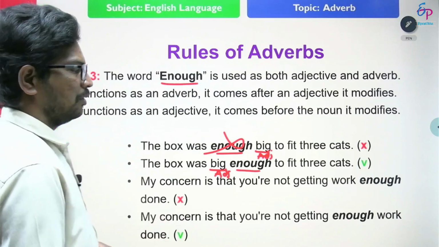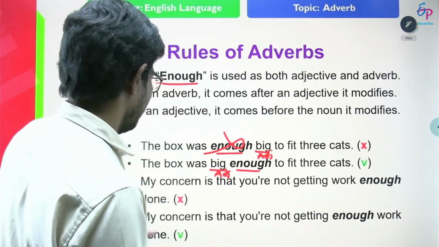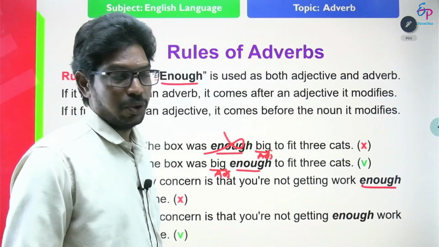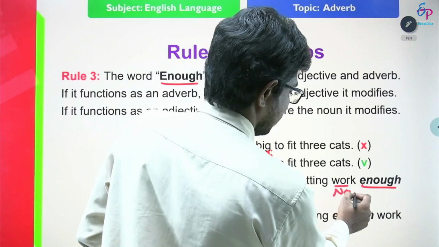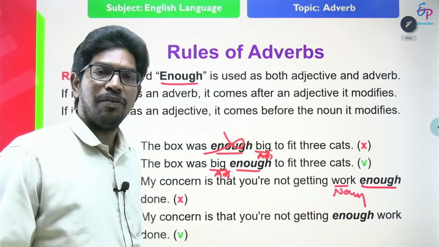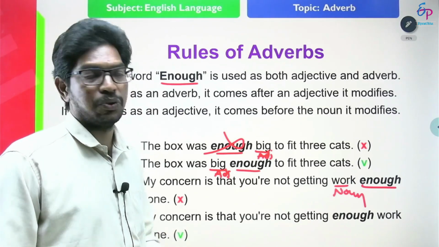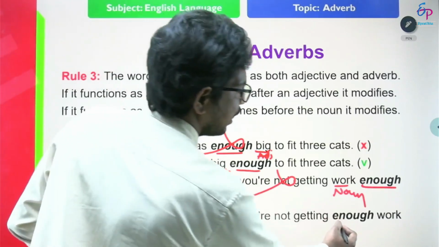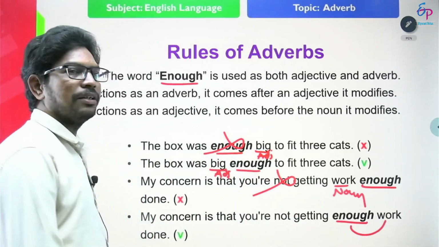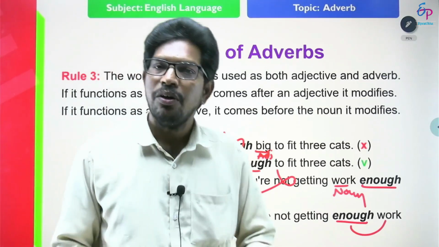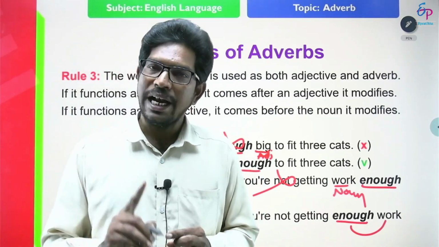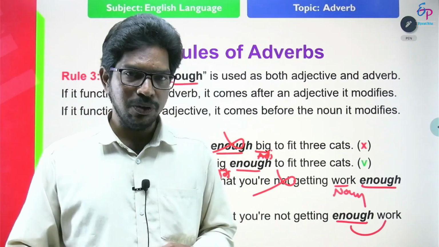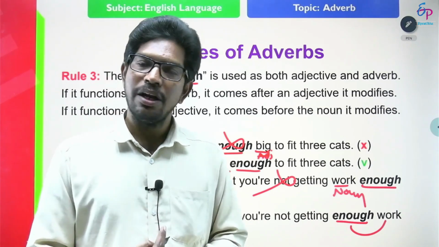My concern is that you are not getting work enough done. Here enough is functioning as an adjective, and work is a noun. Always remember, enough should not be placed after the noun when it is functioning as an adjective. It should be placed before the noun. So this is the wrong statement. The correct one: my concern is that you are not getting enough work done. So now you clearly understood: when enough is functioning as an adverb, it has to be placed after the adjective. When enough is functioning as an adjective, it has to be placed before the noun.